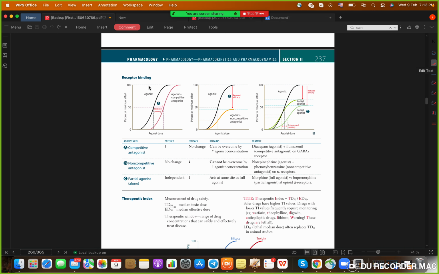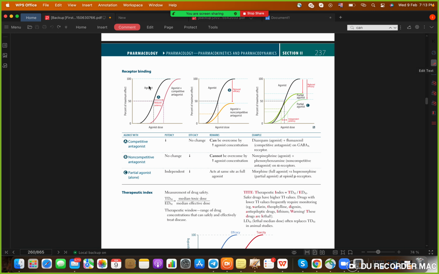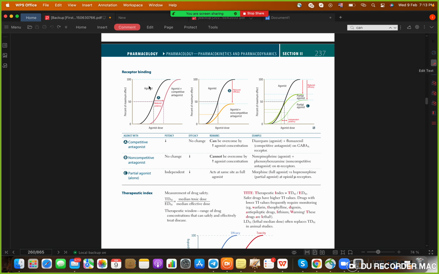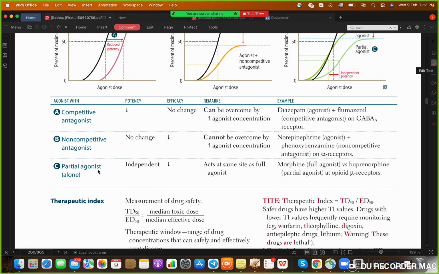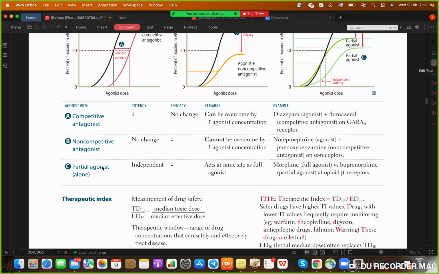The definition of a partial agonist: it's a drug that works as an agonist if given alone, and works as an antagonist if given with an agonist. Let me explain. If I give a partial agonist such as buprenorphine to a patient, it will act as an agonist on the opioid mu receptor. But if you give it with morphine, which is a full agonist, it will start acting as an antagonist.